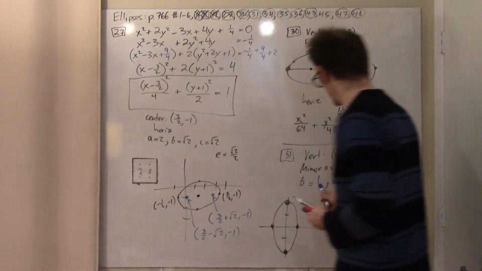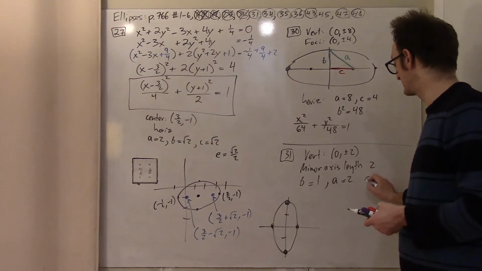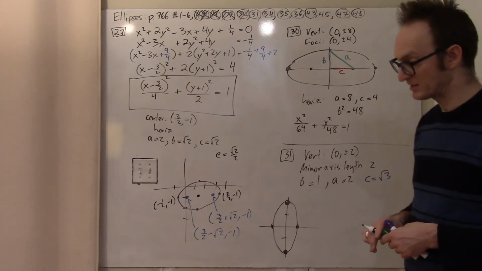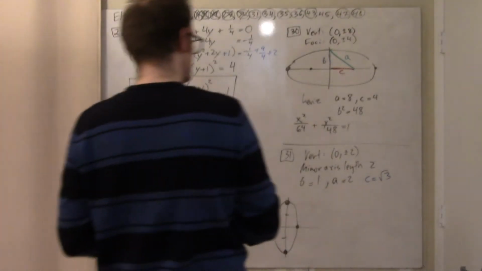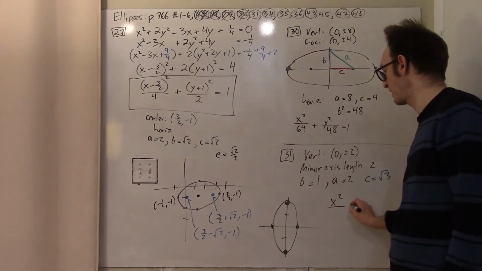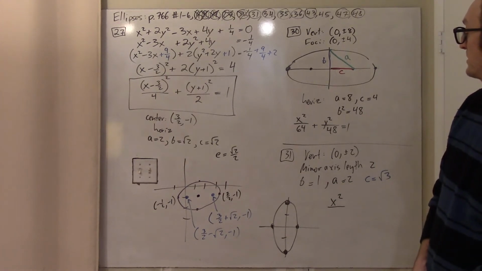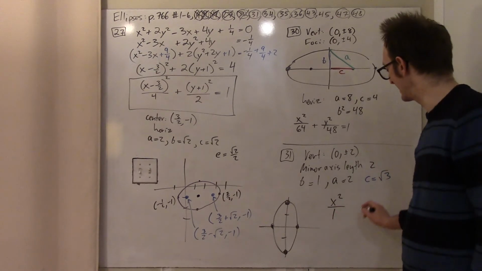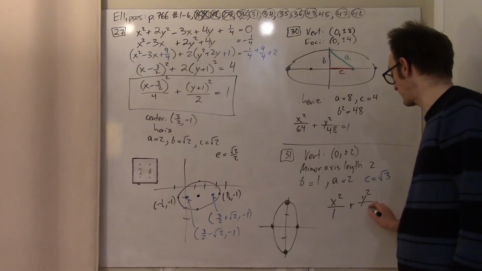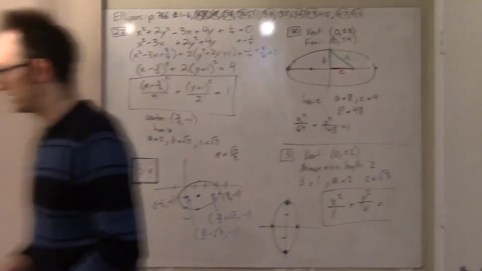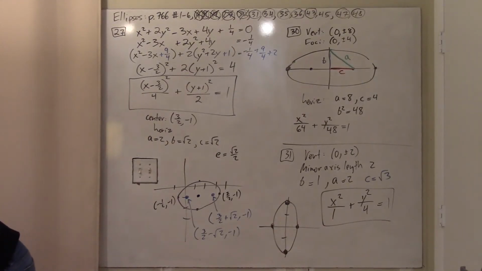What's C? If A is 2 and B is 1, then C is going to be root 3. And I'm not even sure I needed to say what that was. I think the problem just says find the equation. Yeah, so this is just a piece of cake. This is going to be x squared over 1, if that makes you feel better, you can write it like that, plus y squared over 4 equals 1. So we're just stretching things out by a factor of 2 in the y direction only.